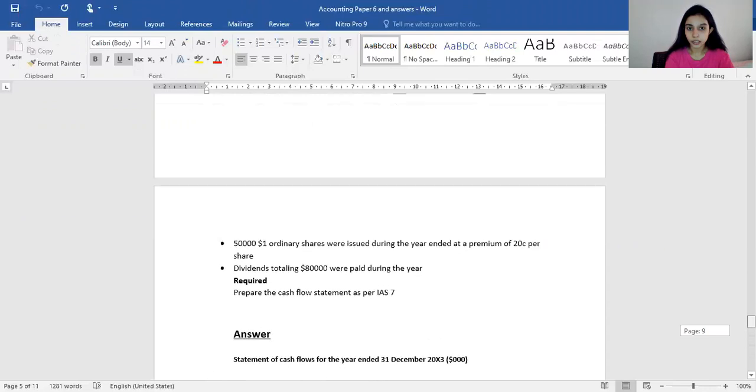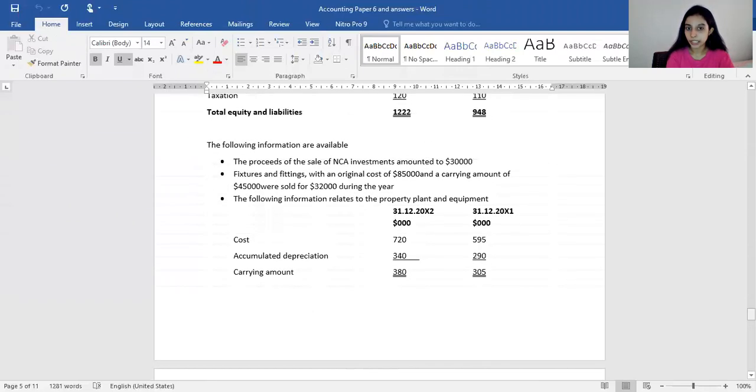So this particular adjustment will have an impact on the cost account and the accumulated depreciation account. So carefully remove this 85,000 of original cost from the non-current asset cost account and carrying amount of 45. So the cost minus the carrying amount will give you the accumulated depreciation. That figure you have to deduct from the accumulated depreciation T account.